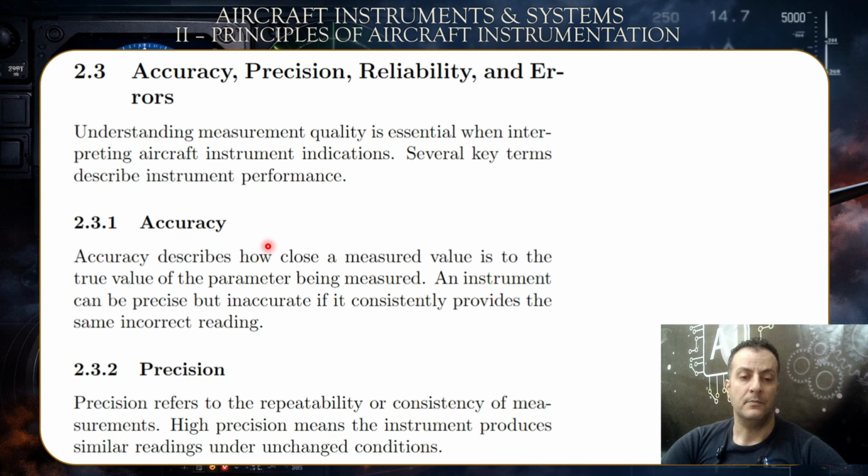So let's start with accuracy. Accuracy describes how close a measured value is to the true value of the parameter being measured. It would be the measured value minus the actual value, divided by the actual value. That would be the error rate. So 1 minus the error rate would give you the accuracy.